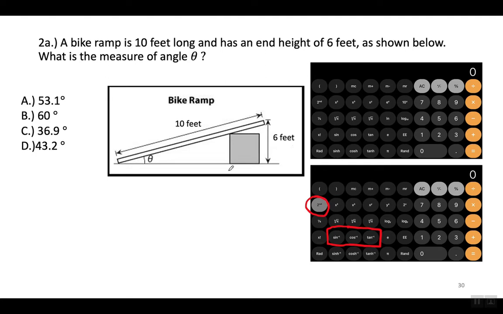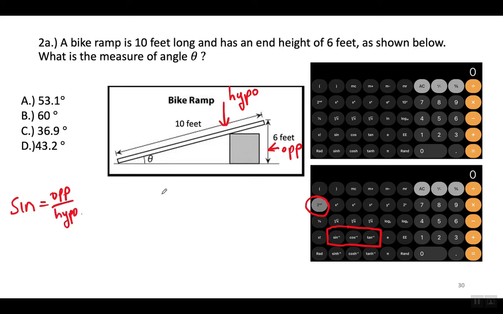All right, so from the point of view of this angle, what are these sides? From the point of view of this angle, we have the opposite and the hypotenuse. What trigonometric ratio compares the opposite side to the hypotenuse? That would be sine. All right, sine is the opposite over the hypotenuse.